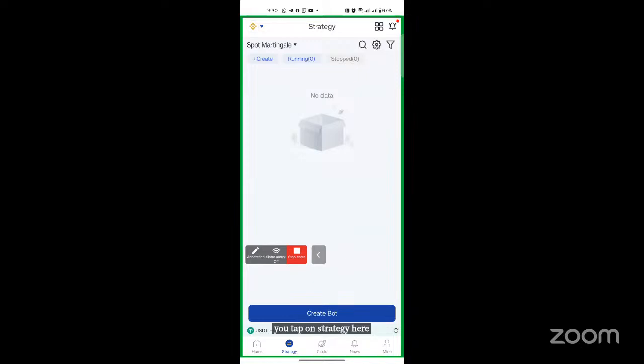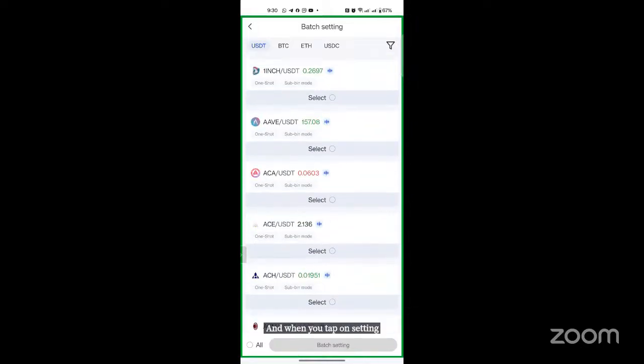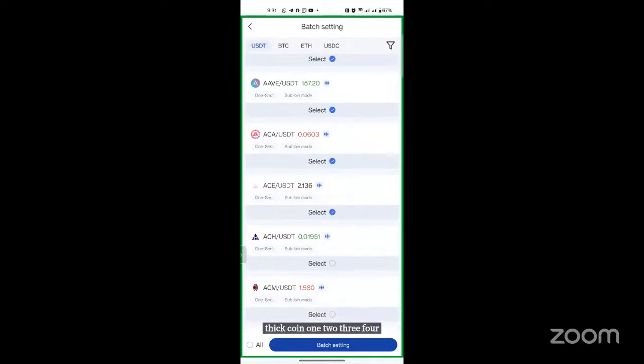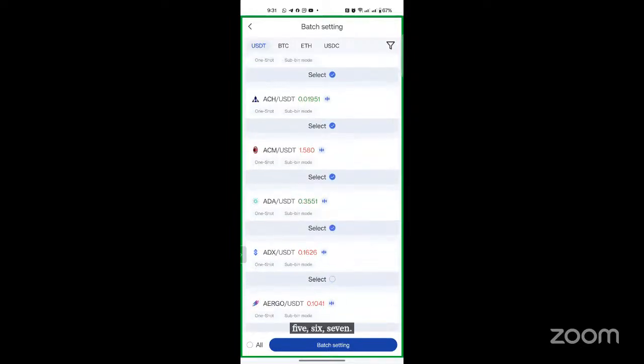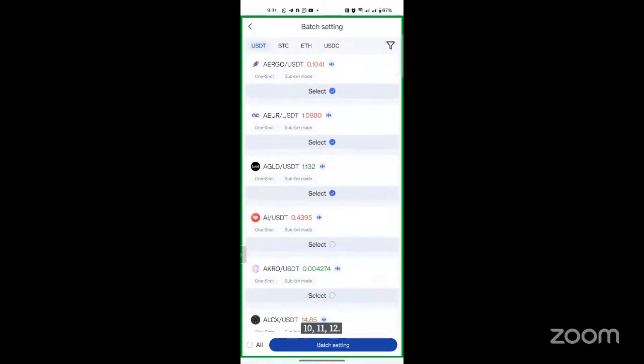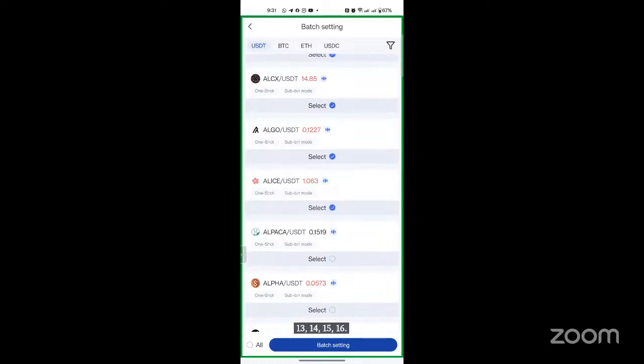Then you tap on setting. And when you tap on setting, I would advise this way. Tick coins, counting up from 1.